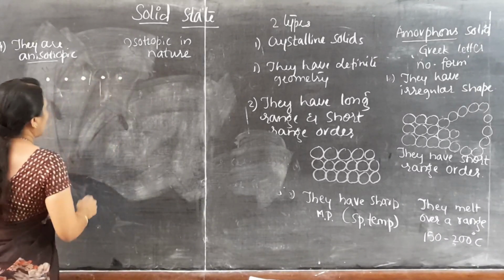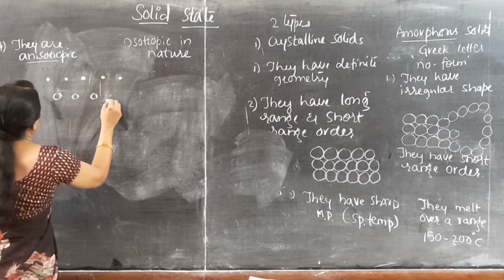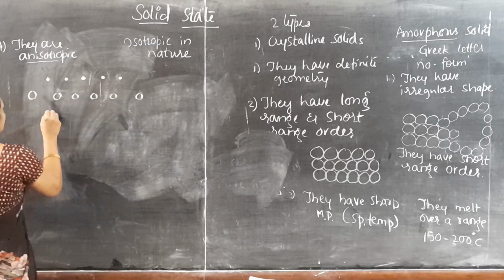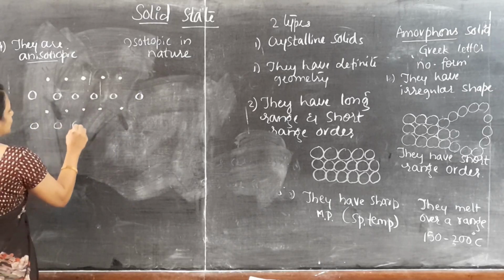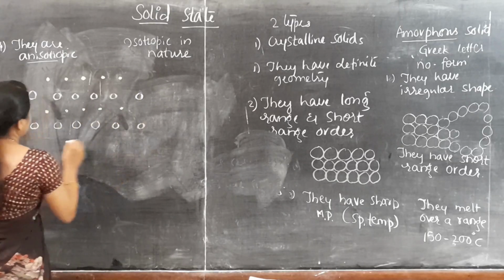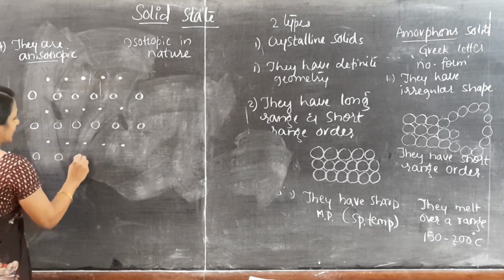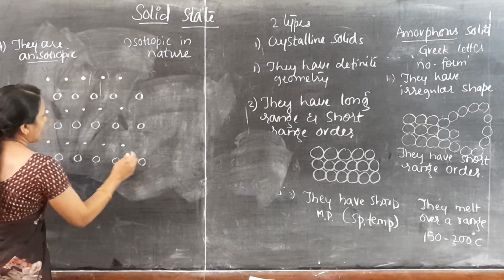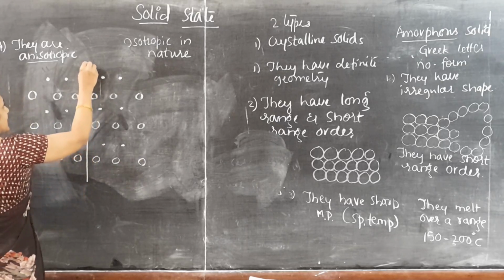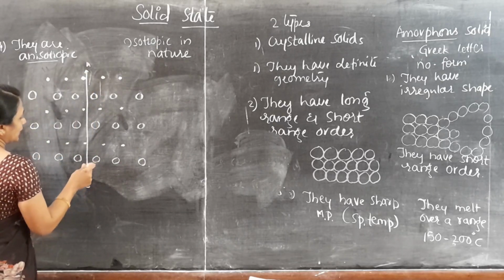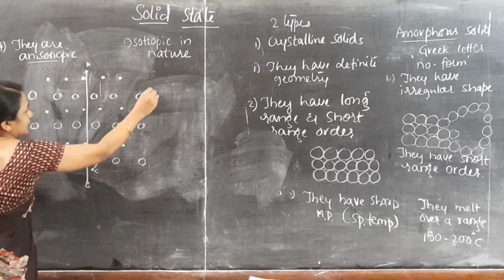These are the particles. Let me consider one more type of particle here. Two types of particles are regularly arranged. So this is a crystalline solid. It is like this. Now I will consider one direction, say this as AB, and one more. If I consider this, say it is a CD.